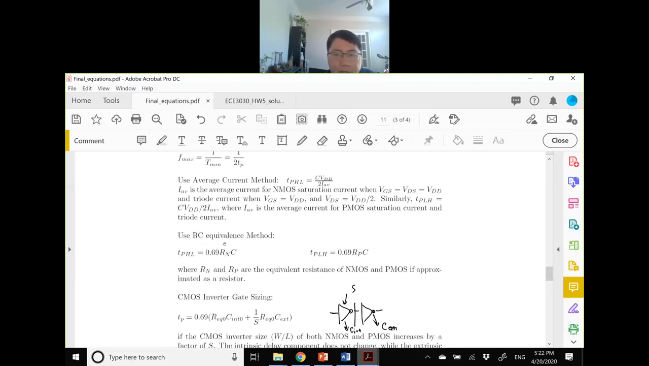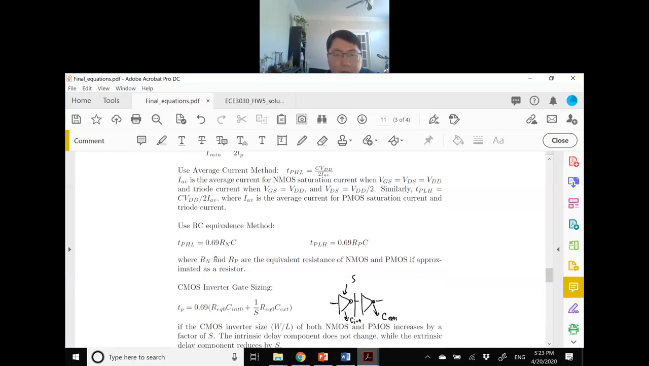And if you want to simplify this, you can just think of the transistor as a resistor. So you have the RC time constant, and then we have the coefficient 0.69 for this transition when the voltage changes by 50%.